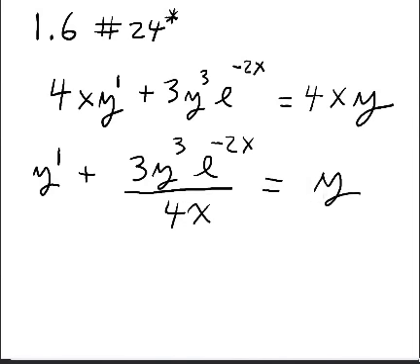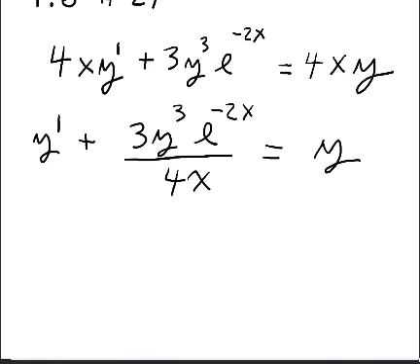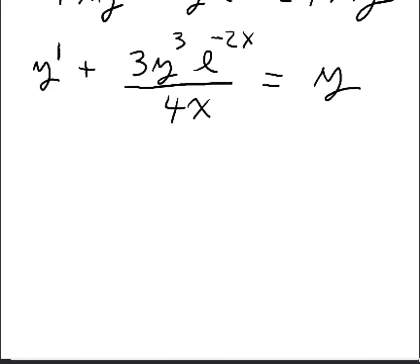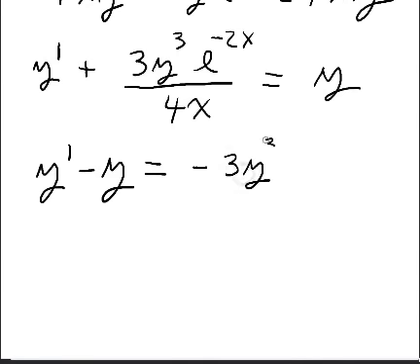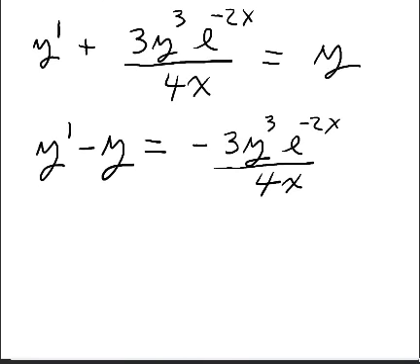All right, this may not look promising, but if you work with Bernoulli equations continuously, you would be very happy when you saw this, because you could then rewrite this in the following way. y prime minus y is equal to minus 3y cubed e to the minus 2x over 4x. Now this is looking good. If you look at the form of a Bernoulli equation, you'll see that this fits it perfectly.